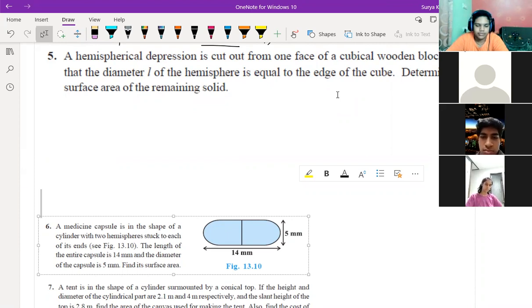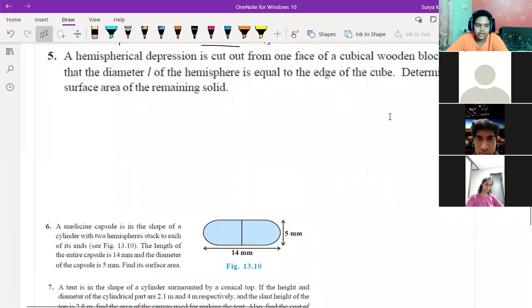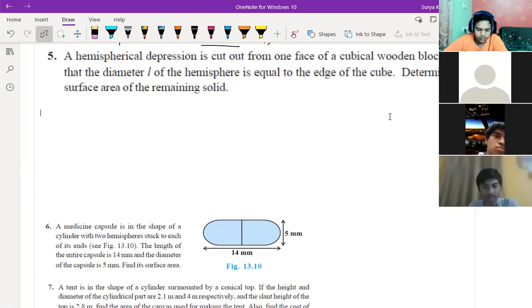Sir, it is a hemisphere inside the cube. Okay. Like we have an ice cream full pack, and one scoop we are taking out, cutting out like that only, no? Yes, sir. Depression, we are just digging it out like a hemisphere, like when you take one scoop of ice cream. The hemispherical depression is cut out from the cubical wooden block such that the diameter of the hemisphere is equal to the edge of the cube. Determine the surface area of the remaining solid.